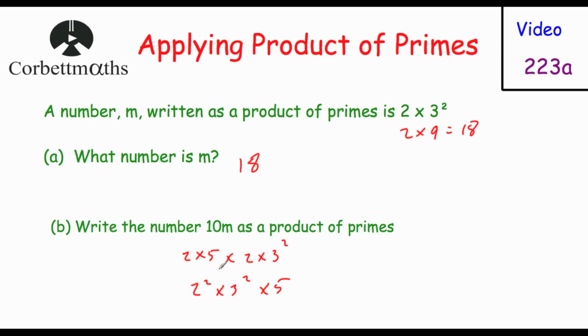And we can check that, because remember we knew that 10 times m was 180. Let's check this is 180. 2 squared is 4, 3 squared is 9, 4 times 9 is 36, and multiplied by 5 would be 180. So that means that 10m as a product of primes would be 2 squared times 3 squared times 5.